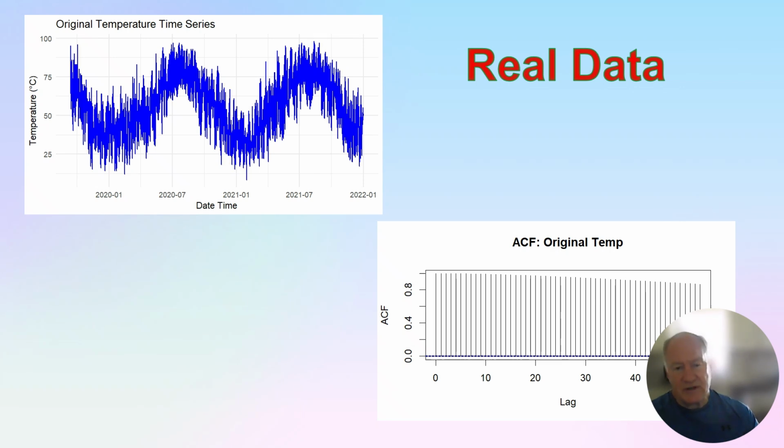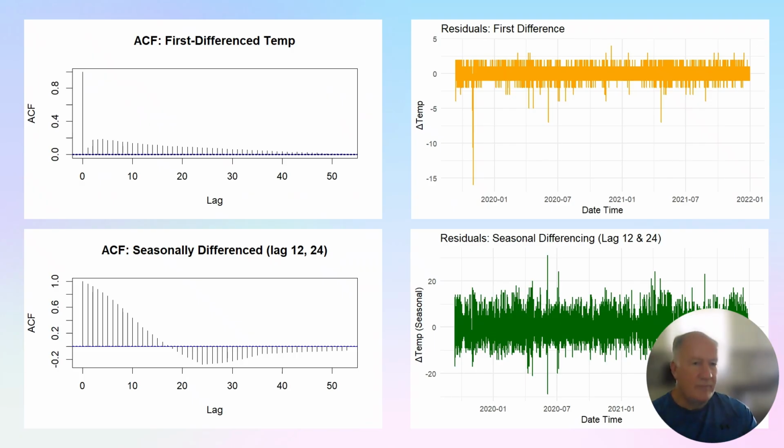If we look at the original temperature, we end up with an ACF that looks like this. If we take the first differencing, we can see that it drops off, and we can also look at taking a seasonal differencing at 12 and 24, and we end up with an ACF that drops off reasonably quickly.